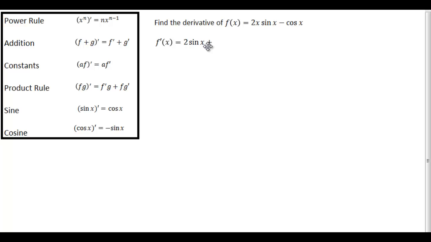So I multiply that by sine x, according to the product rule, the derivative of the first, 2 times sine x, plus, now I'm going to leave the 2x alone and take the derivative of the second part, which is sine x, and the derivative of sine is cosine. So all this right here is the derivative of the first part of our function.